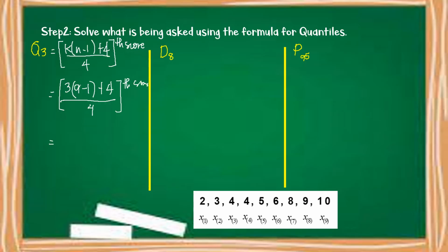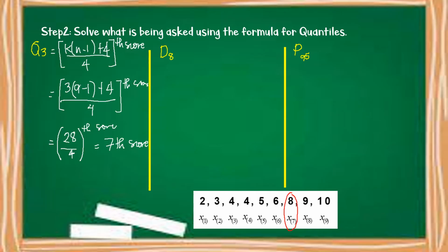And then solve the numerator first. So you have 9 minus 1 is 8 times 3 is 24 plus 4 is 28 divided by 4. So the answer here is 7, right? So the 7th score. We are looking for the 7th score in the data range. So the 7th score here is this, right?